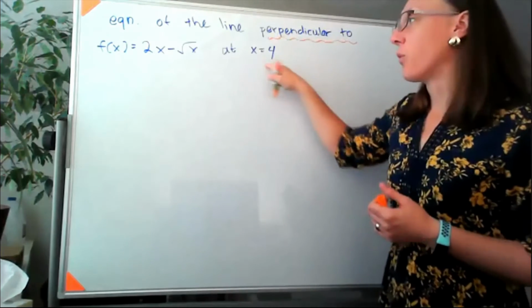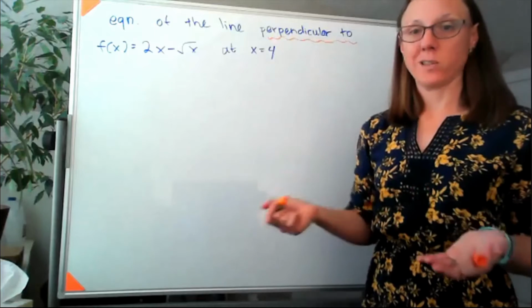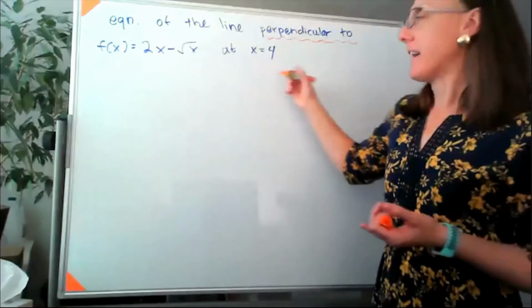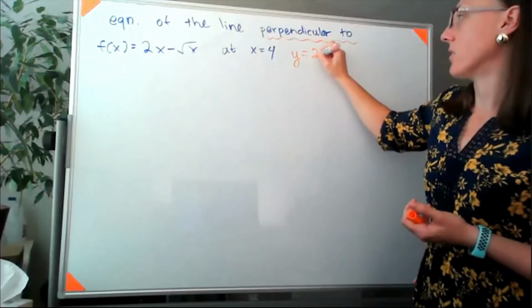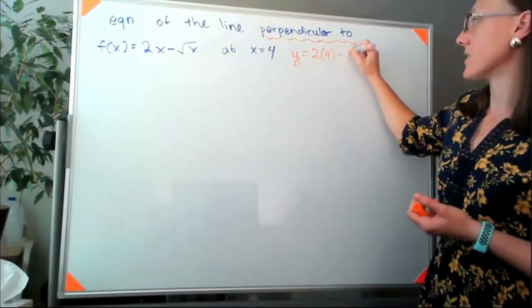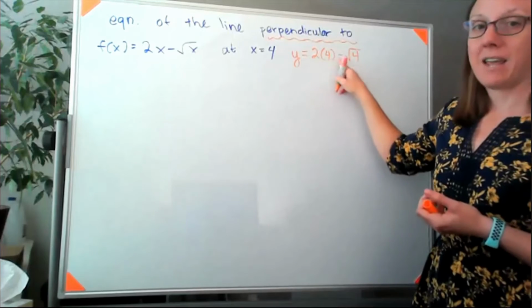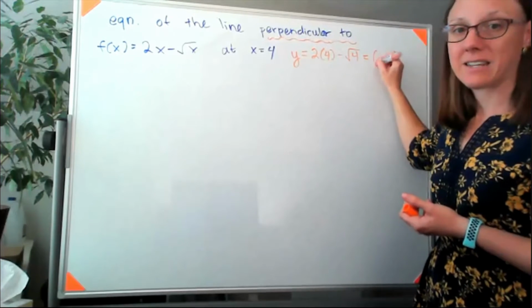Well, if x equals 4, that's only half of a point. I also need the y value. So if x is 4, then the y value at 4 is going to look like 2 times 4 minus the square root of 4. So I'm looking at 8 minus 2. That looks like a 6 to me.